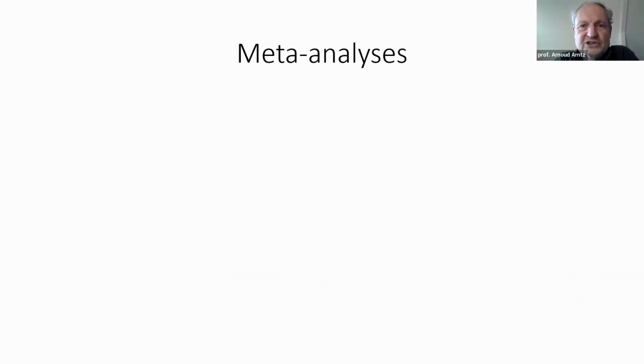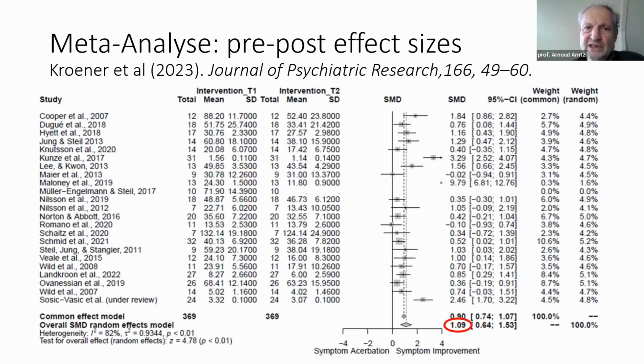So many studies have been done now, so let's have a look at recent meta-analysis that pull the effects over studies. And this meta-analysis looked at pre-post effect sizes, so the changes, and we see an average effect size of 1.09, which is a strong effect. And as I said, many of these studies had a very limited number of sessions.